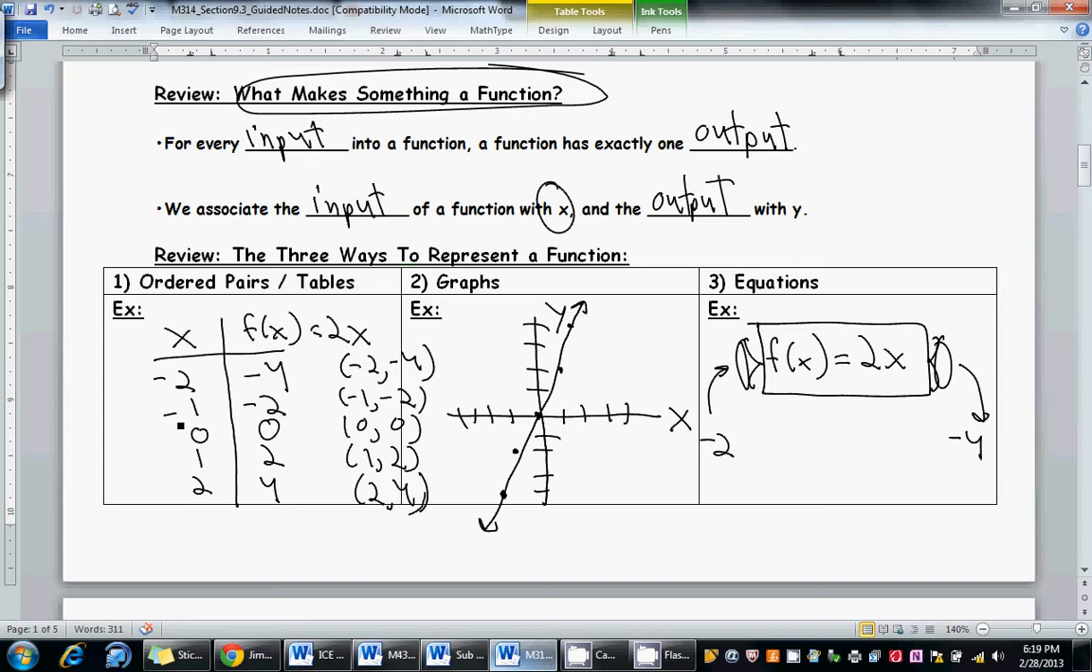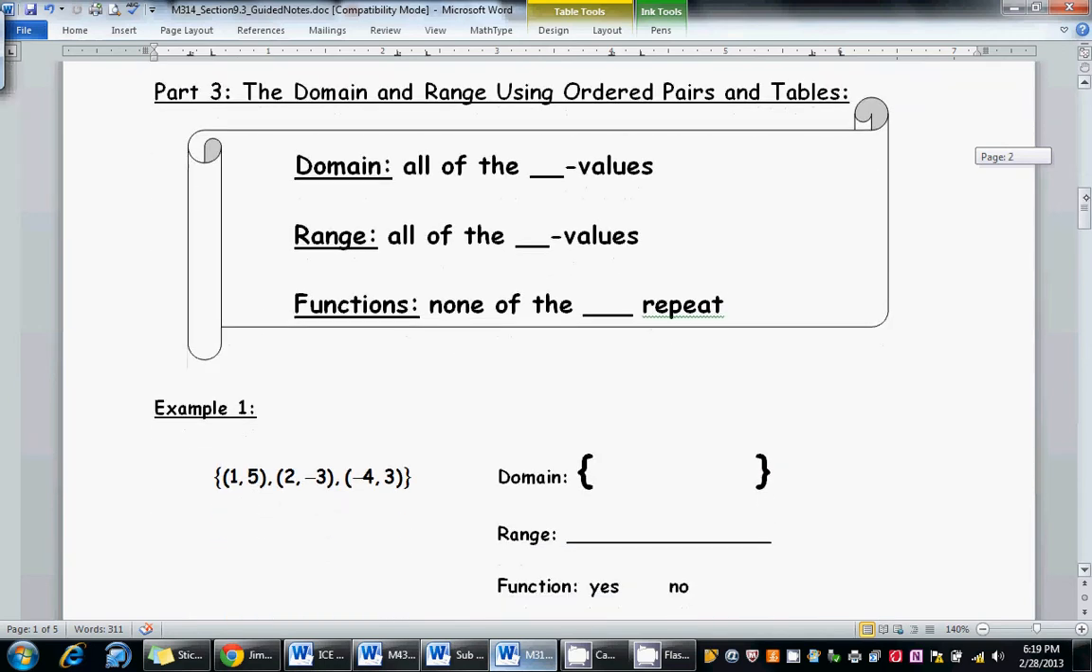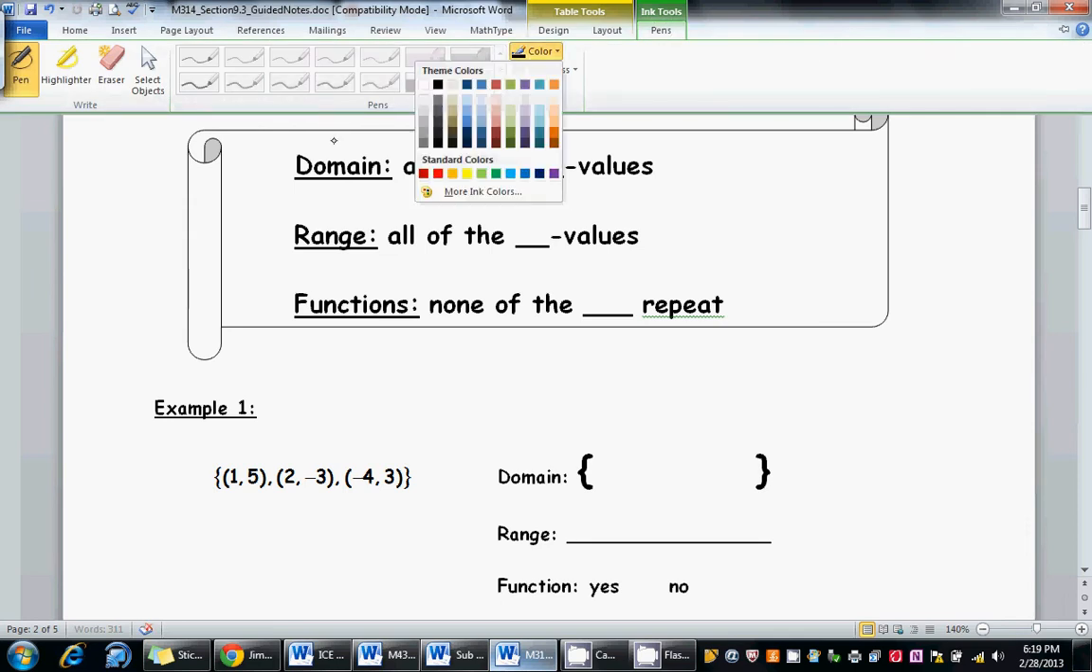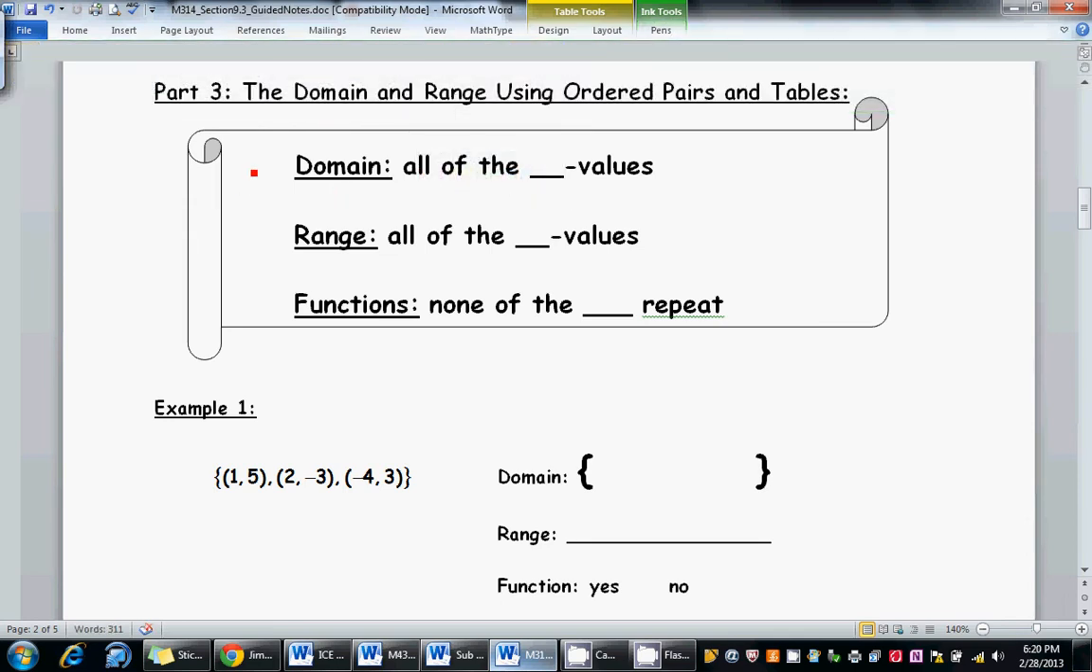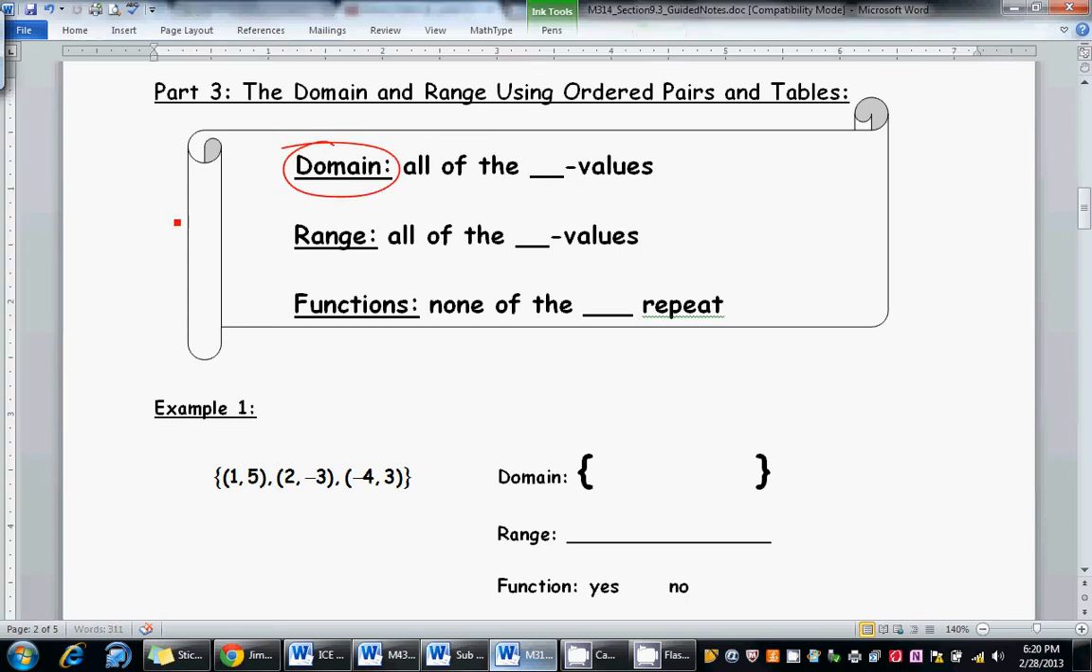So hopefully everyone's okay at this point. Everyone's caught up and good. Let's move on. A little bit of review there before we move on to new stuff. Part 3, domain and range using ordered pairs and tables. So you might remember these words, domain and range, from that metamorphosis video. Domain is a fancy way to say all of the x values of a function.